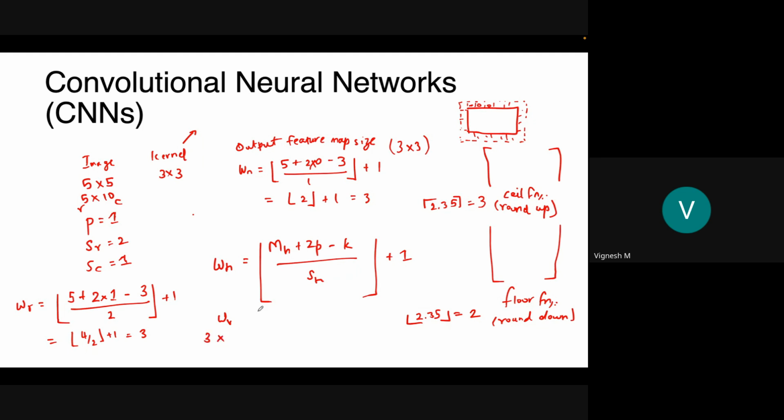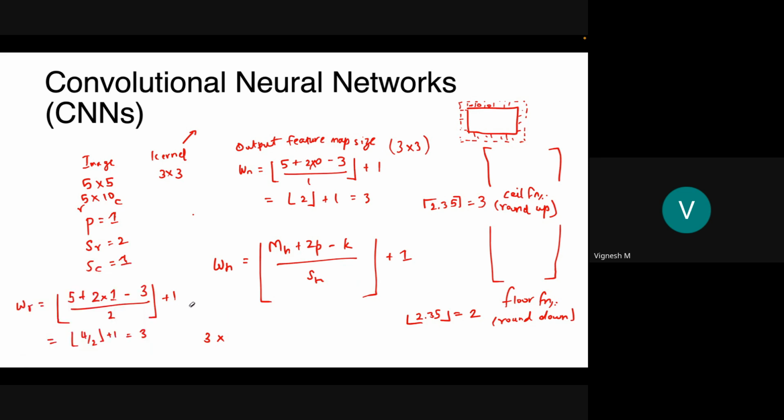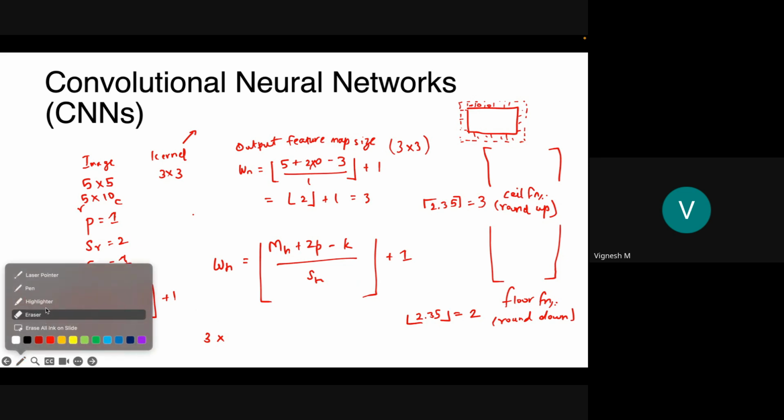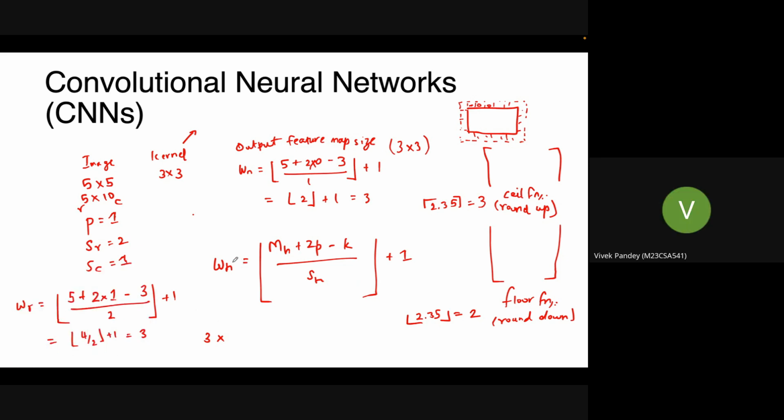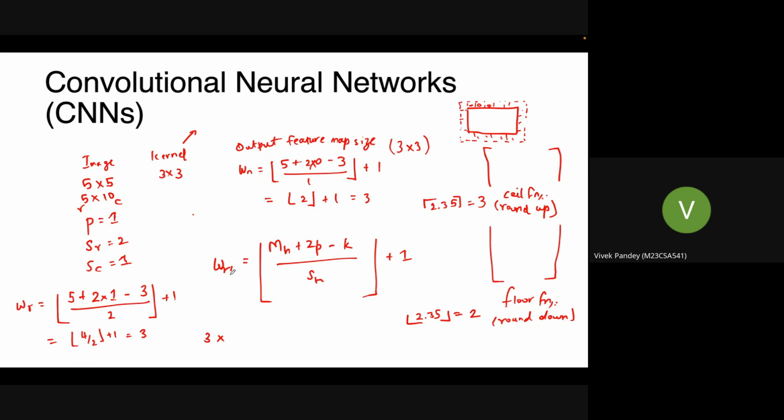Now tell me about the columns. Only one thing will change, right? In this formula, only SR will be replaced by SC, right? Let's do it again.